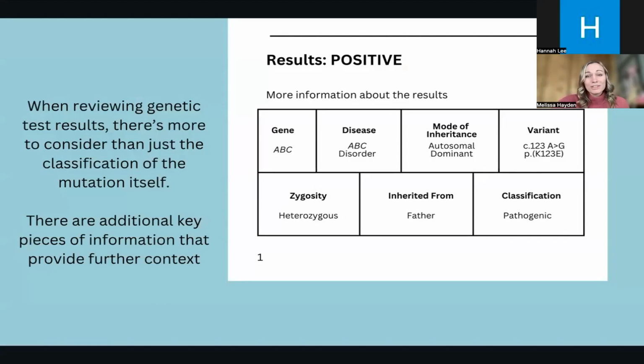When reviewing genetic test results, there's more to consider than just the classification of the mutation itself. Here we can see the gene involved, the associated disease, and the classification of the mutation. However, there are additional key pieces of information that can provide further context.